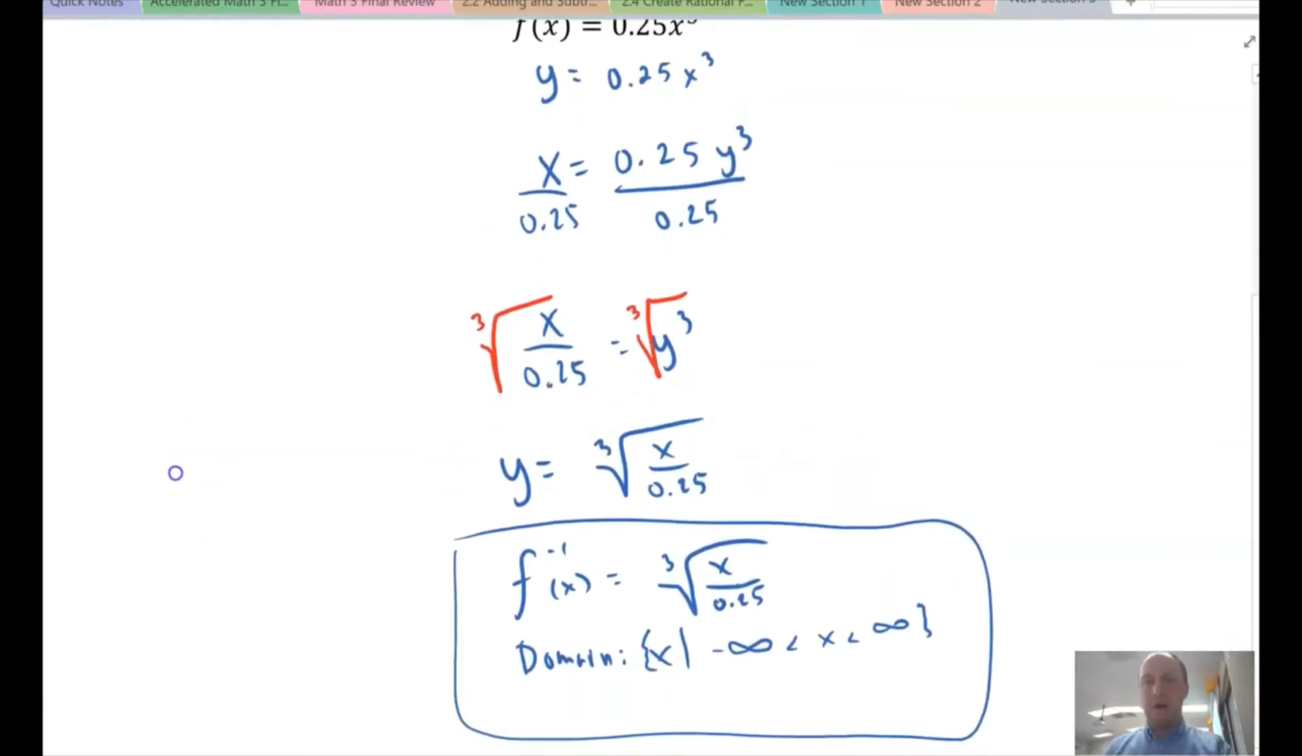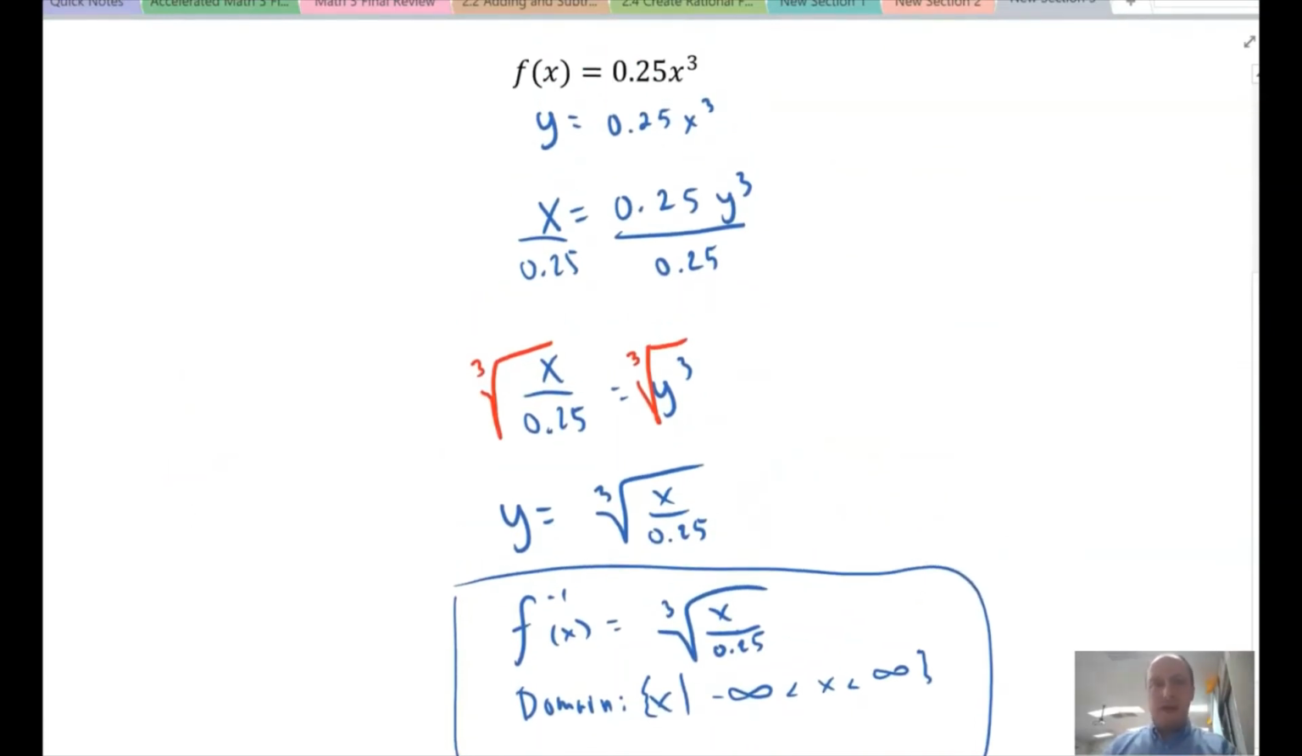Now, the other thing I want to talk about with this problem, maybe that x being divided by 0.25 is kind of bugging you. It would bug me when I get to this step here. I'm going to rewrite this. x is equal to 1/4 of y cubed, right? Isn't a quarter worth 25 cents? Oh, yes, it is.